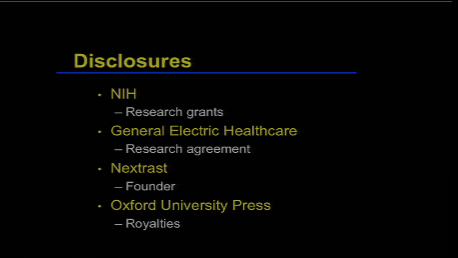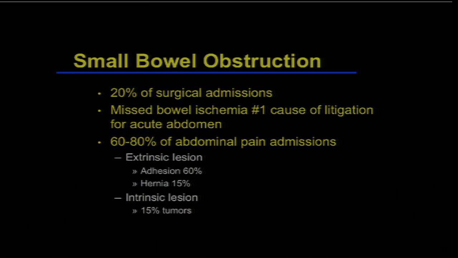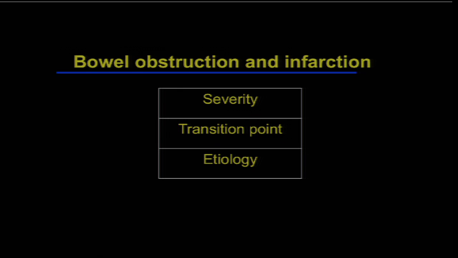In particular, I'd like to talk about small bowel obstruction. It's such a common entity and takes up 20% of our surgical admissions. In particular, I'd like to point out that bowel ischemia is the number one cause of litigation against physicians, including radiologists, in the acute abdominal setting. So this is a topic that's very familiar to all of us, but I think we can always get better at evaluating bowel obstruction and in particular bowel ischemia. So I'd like to share with you some of our findings and some of the findings in the literature as well.